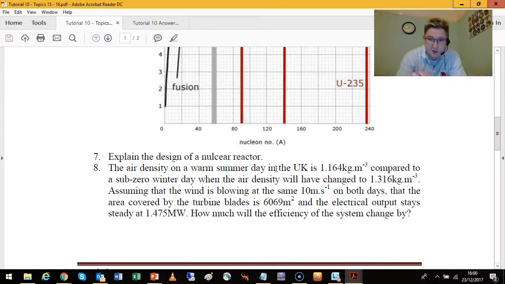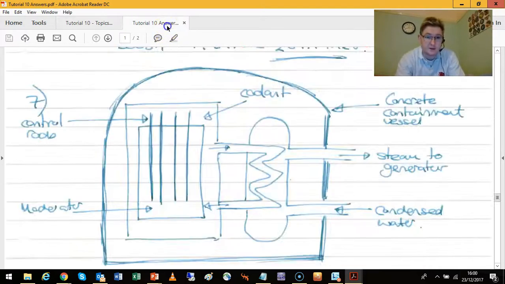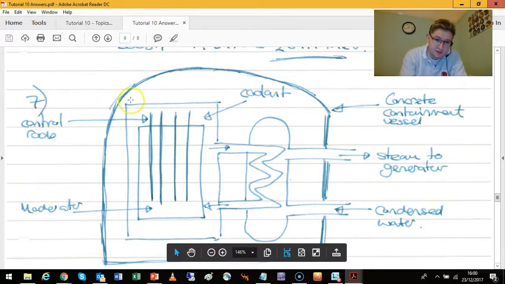So as you can see here, question 7 asks about the design of a nuclear reactor. If I look at the solutions, you can see that it's a very similar diagram to the one on the PowerPoint presentation. You've got the control rods, the moderator, and a coolant, which feeds into the heat exchanger, so no radioactive material leaves the containment vessel.